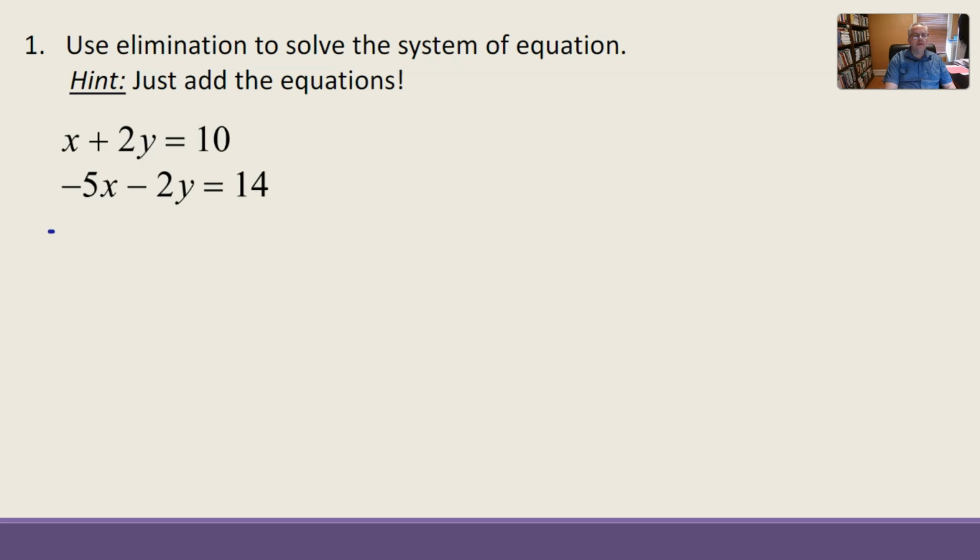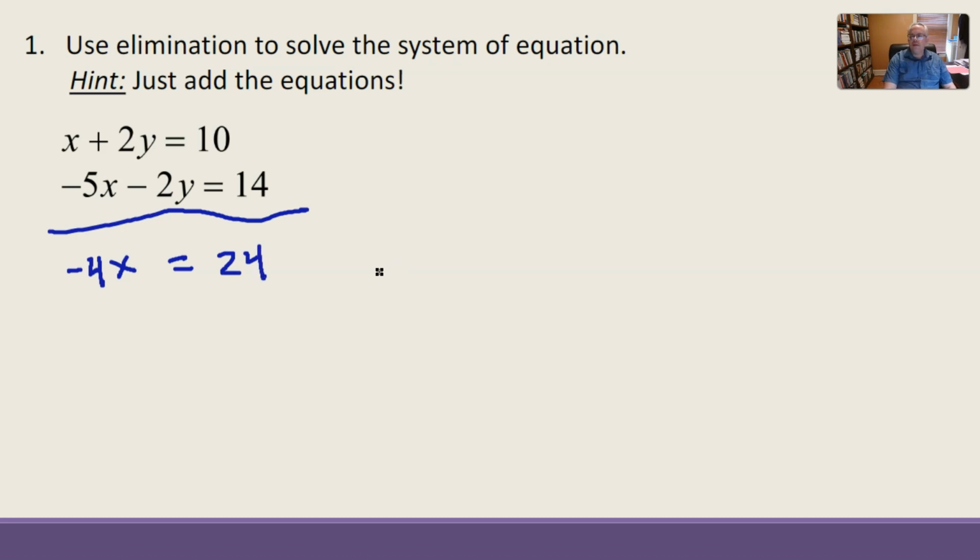So let's try that. I'm just going to add the two equations. x plus negative 5x is negative 4x. 2y plus a negative 2y equals 0. And 10 plus 14 is 24.